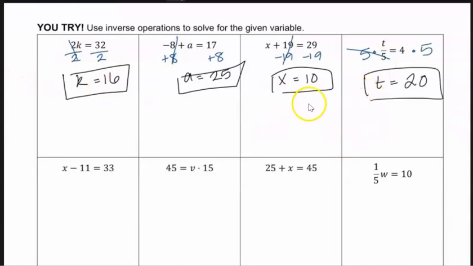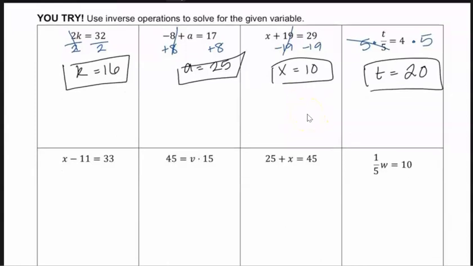So, as you can see, it's the same thing over and over again, as long as you can identify the operation as well as the inverse operation that will cancel out the original operation. It's mostly the same thing over and over again, just with different numbers.